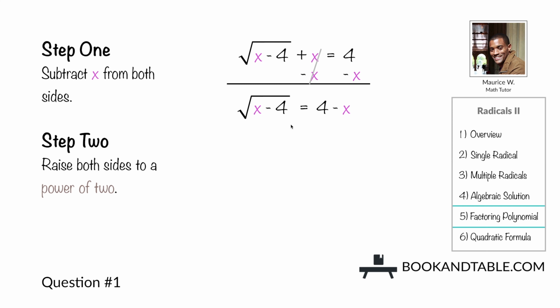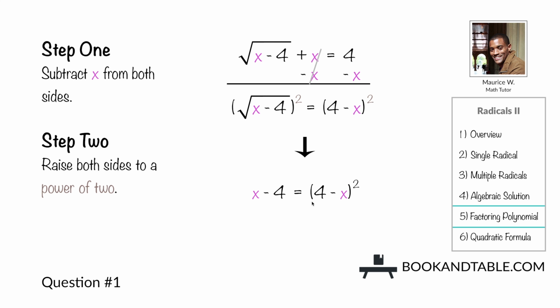Question number 1, the square root of x minus 4 plus x is equal to 4. So you want to isolate the first radical. You do that by step 1, subtract x from both sides. That leaves you with the square root of x minus 4 on the left side of your equation and 4 minus x on the right side. You now, step 2, want to raise both sides of the equation to a power of 2. That negates this radical sign, leaving you with x minus 4 on the left side and 4 minus x squared on the right side.